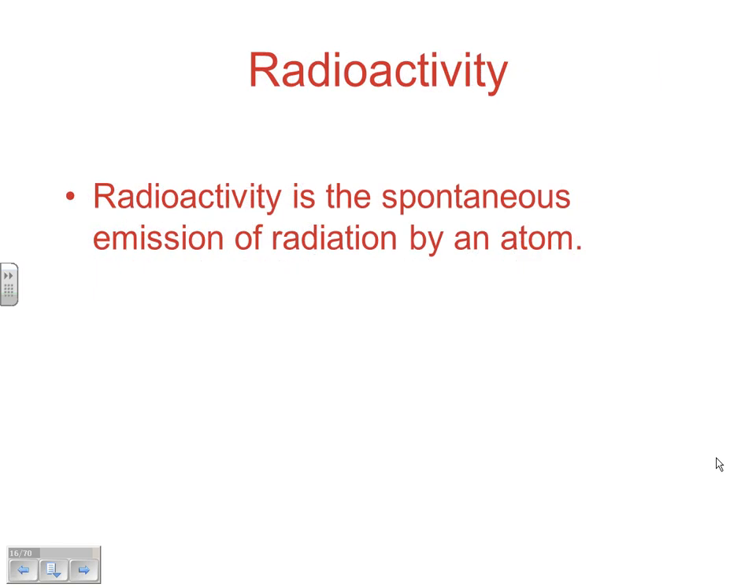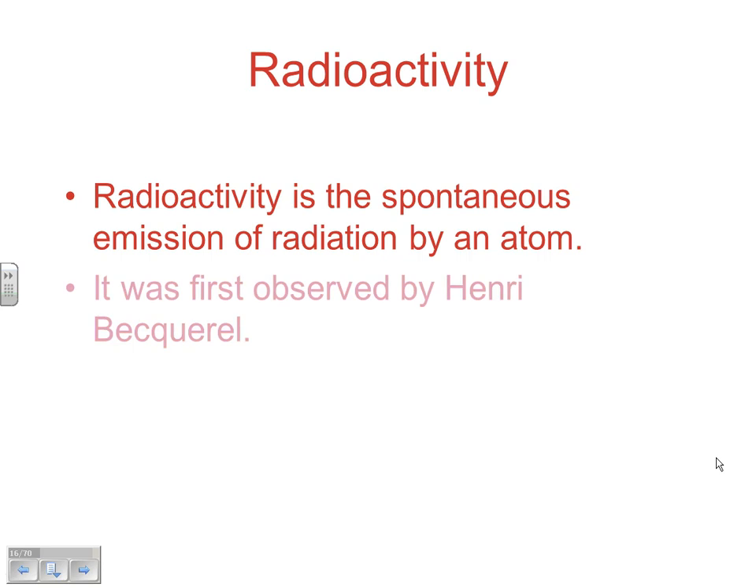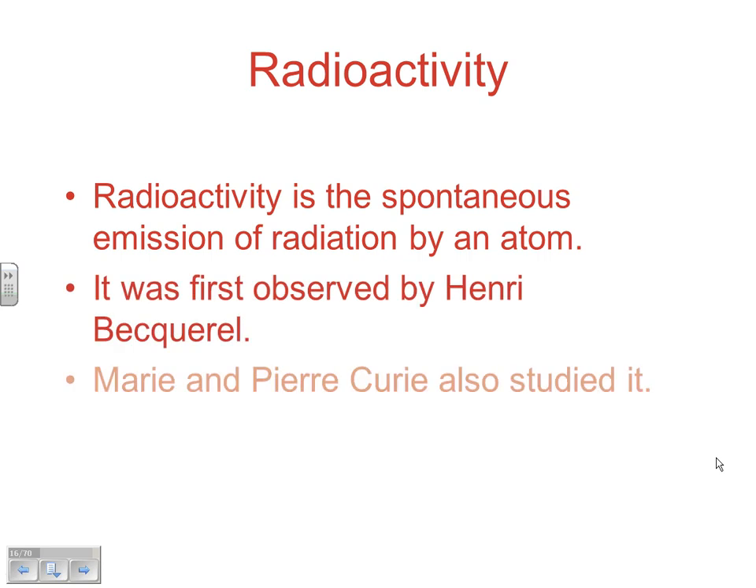Next, radioactivity. Radioactivity is the spontaneous emission of radiation by an atom. And understanding radioactivity was not only very dangerous, but gave us lots of insight into what was happening inside atoms, and later we knew into the nucleus of atoms. So our understanding of radioactivity was really important in our understanding of the atom. It was first observed by a scientist by the name of Henri Becquerel. Now, Marie and Pierre Curie also studied it.